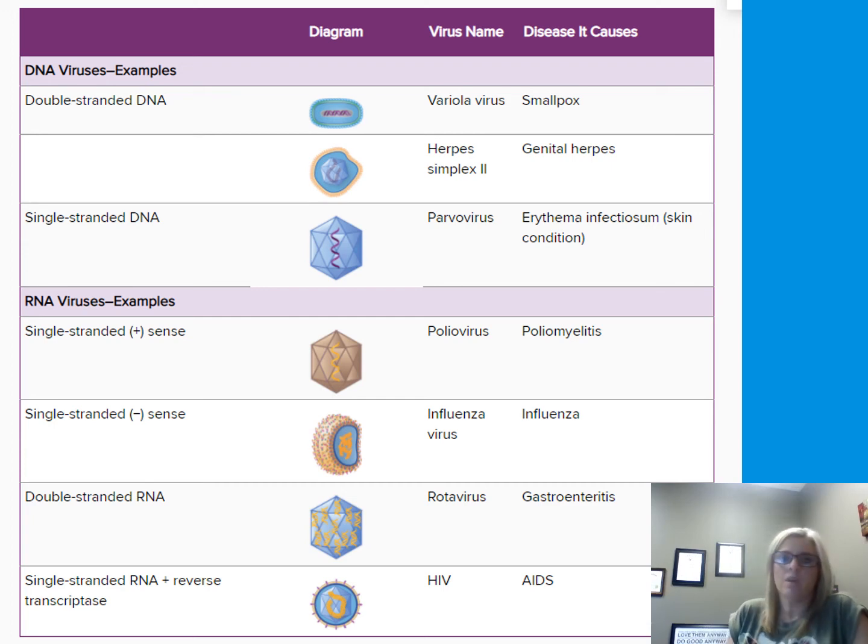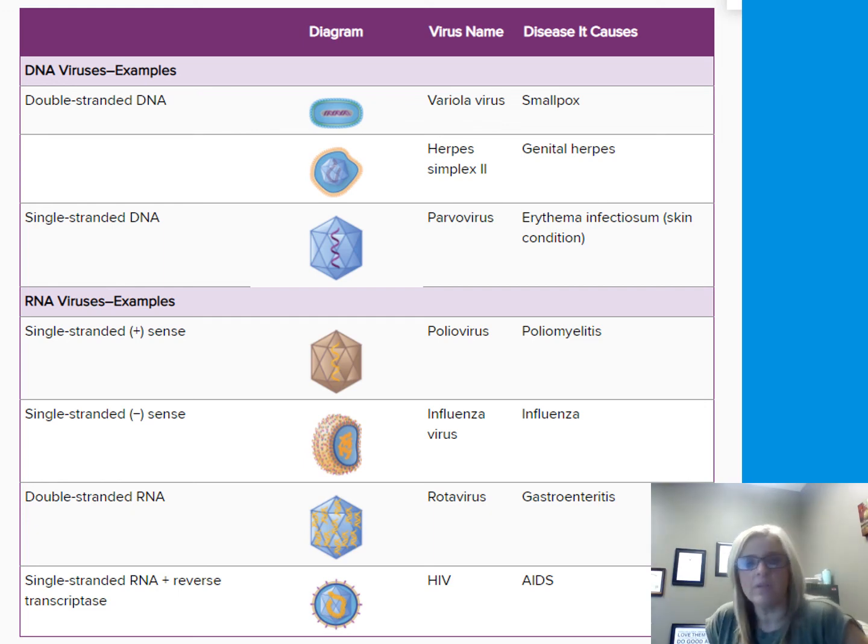Okay, so we have double-stranded DNA. We'll find that in the variola virus, which causes smallpox. We can also find that in herpes simplex 2, which causes genital herpes. And I believe I've already said this, but be sure to differentiate and understand the difference between the name of the virus and the disease it causes. Sometimes they're extremely similar, but sometimes they are not, okay? You're also going to see a lot of different herpes viruses, and you're going to need to be able to differentiate those. So find a way to keep them straight.